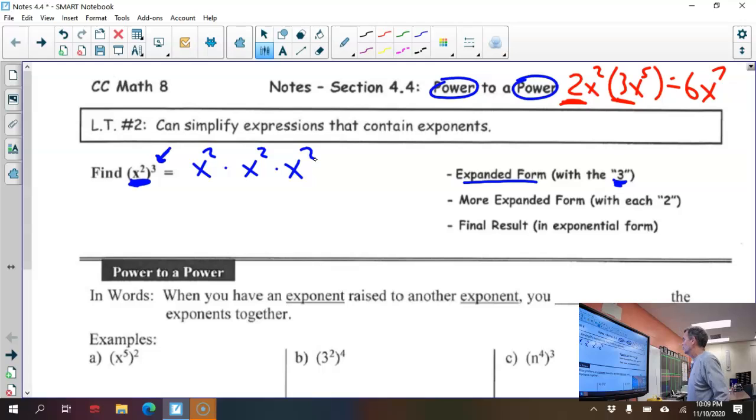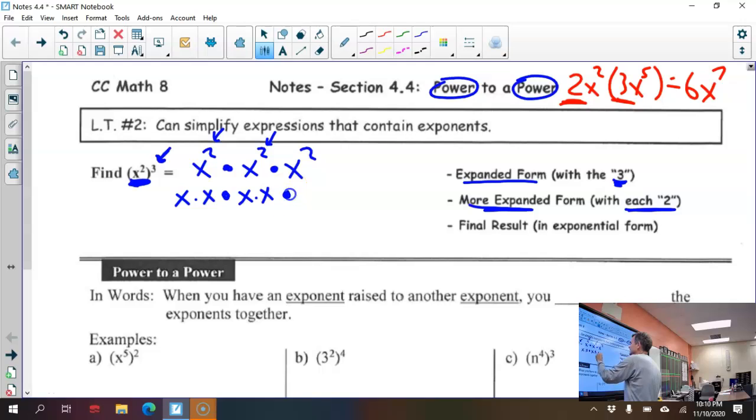And then we are going to do more expanding. This time we're going to use each 2. So what does this 2 really mean? It means x times x. Let's make those real big. And then what does this 2 really mean? Well, that one also means x times x, and how about this 2? That one also means x times x.